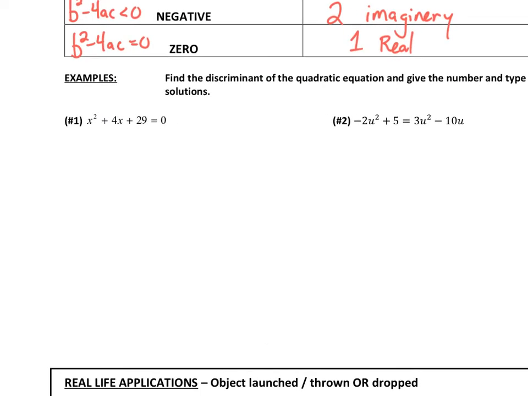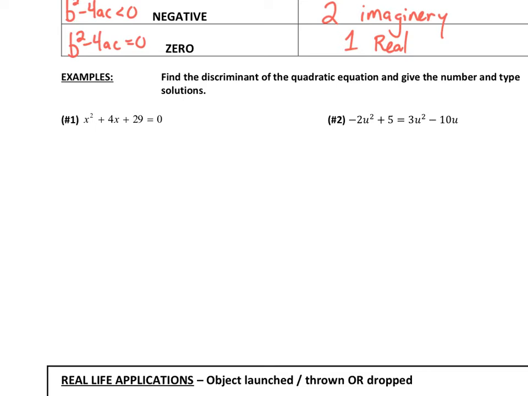So, examples 1 and 2 say, find the discriminant and give the number and types of solutions. For the discriminant, we need to know what a, b, and c are. So first find a, find b, and find c. So a is 1, b is 4, and c is 29.